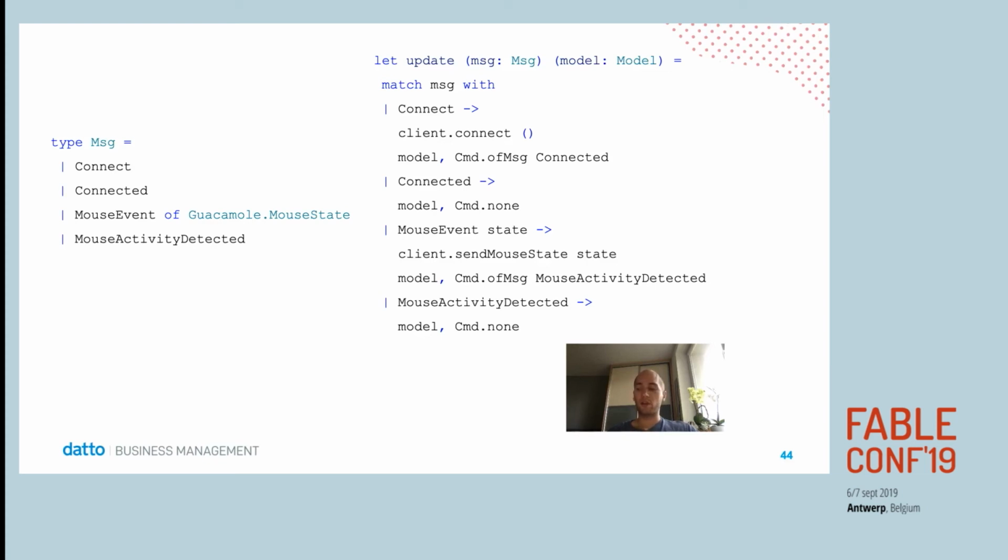So let's go through each of the messages separately. The first message is connect, which comes from a different component and basically instructs our component to invoke client.connect, so like invoke a side effect somehow. And then we also want to create another message. In this case, it will be connected. The connected message is really meant for different components. So when we handle that in the update function, we basically ignore it and return the current model and none for the command. And then I have a mouse event message, which basically is triggered by the client itself.